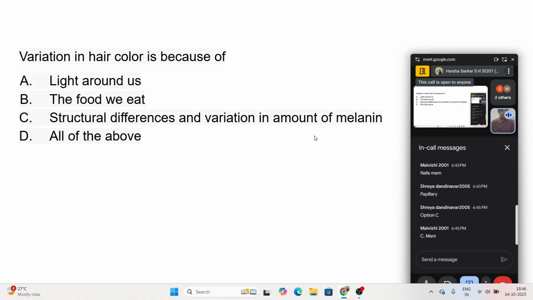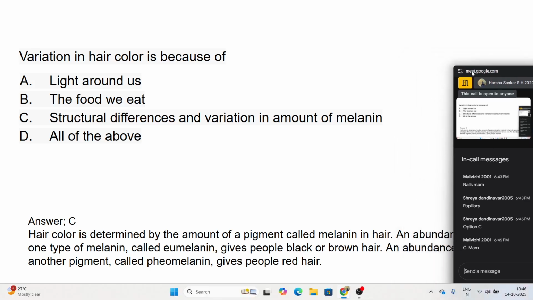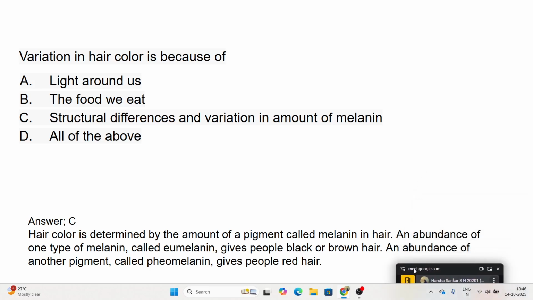Yeah, so Shreya and Mayuri are both saying option C. Very good. Option C is the correct answer. We know it is determined by a pigment called melanin. An abundance of one type of melanin called eumelanin gives people black or brown hair. So why does my hair look black in color? Because it contains eumelanin. An abundance of another melanin called pheomelanin gives people red hair.